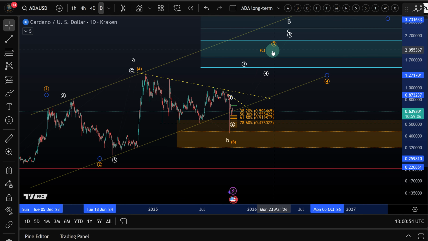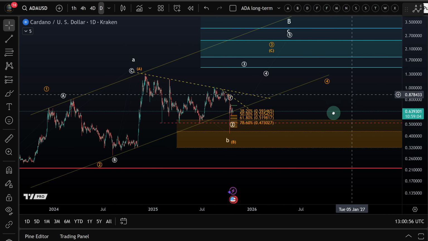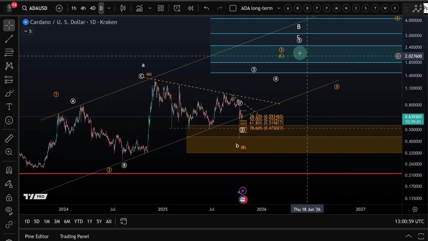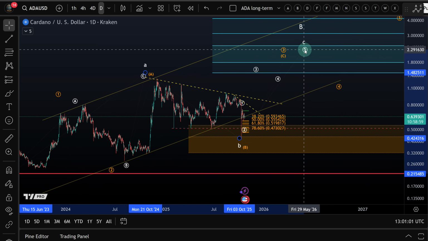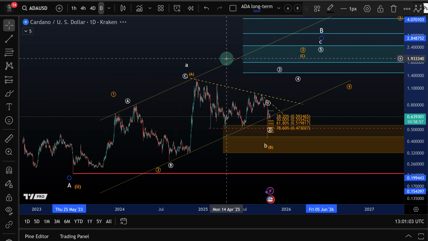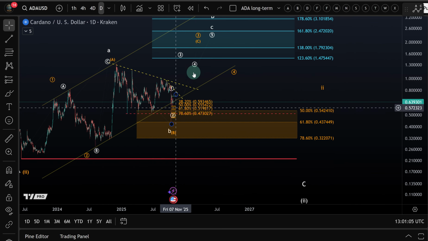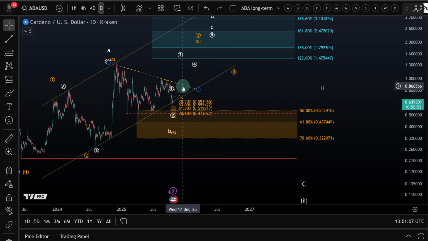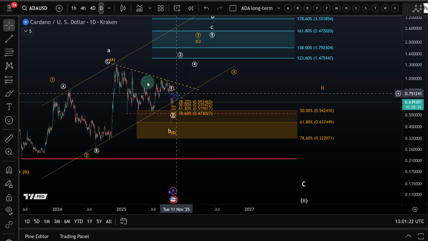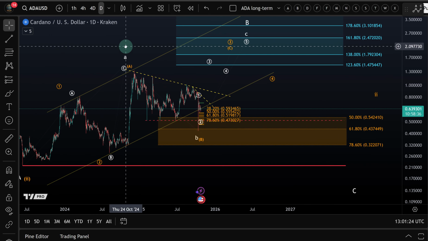But the question is, is it embedded in a larger diagonal pattern as shown in orange, or is it only a B wave? The risk here is that obviously we fail to recover and we fail to break above those signal levels. That's the risk, because the market isn't moving in any impulsive structures. We're only moving in corrective, messy structures. So the structures remain very messy and questionable. It's just something to keep in mind. But overall, looking at the bigger picture, I think there is still scope for upside.